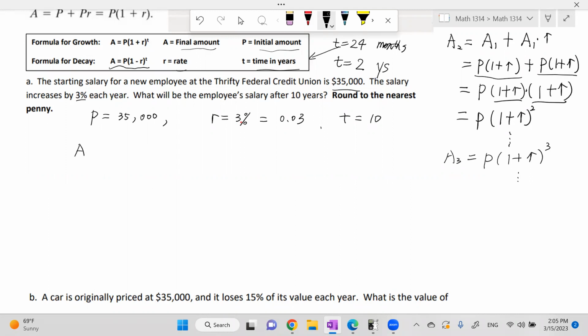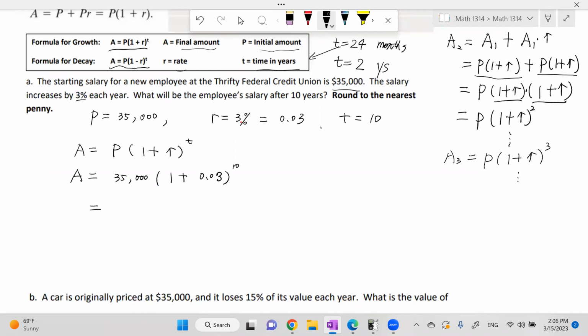So it's asking for the salary, and the employee's salary is increasing. So we use the formula for growth. That's P times (1 plus R) to the T's power. So plug in all the information. P is 35,000 multiplied by (1 plus R, which is 0.03) to the 10 years.